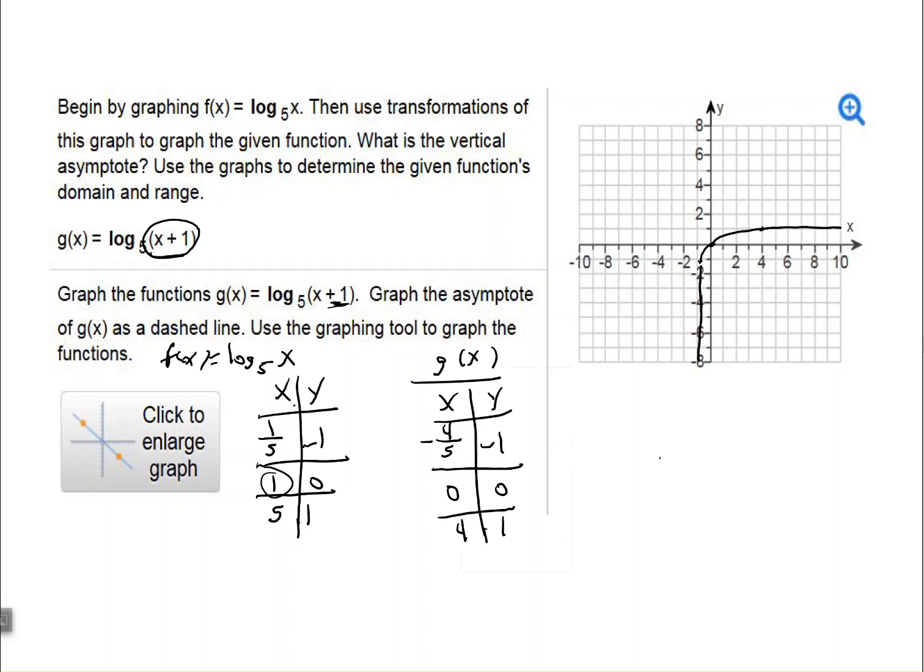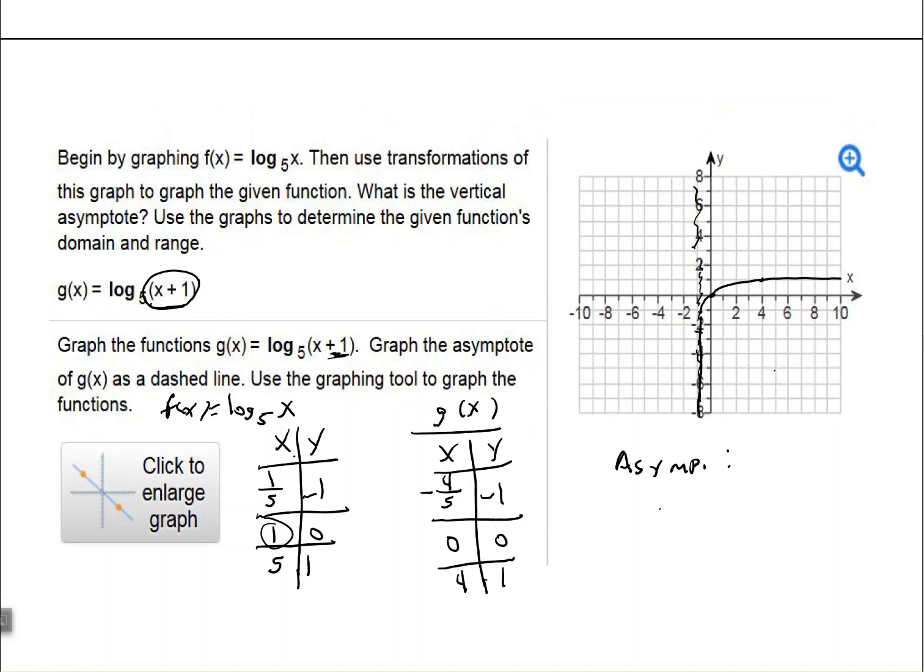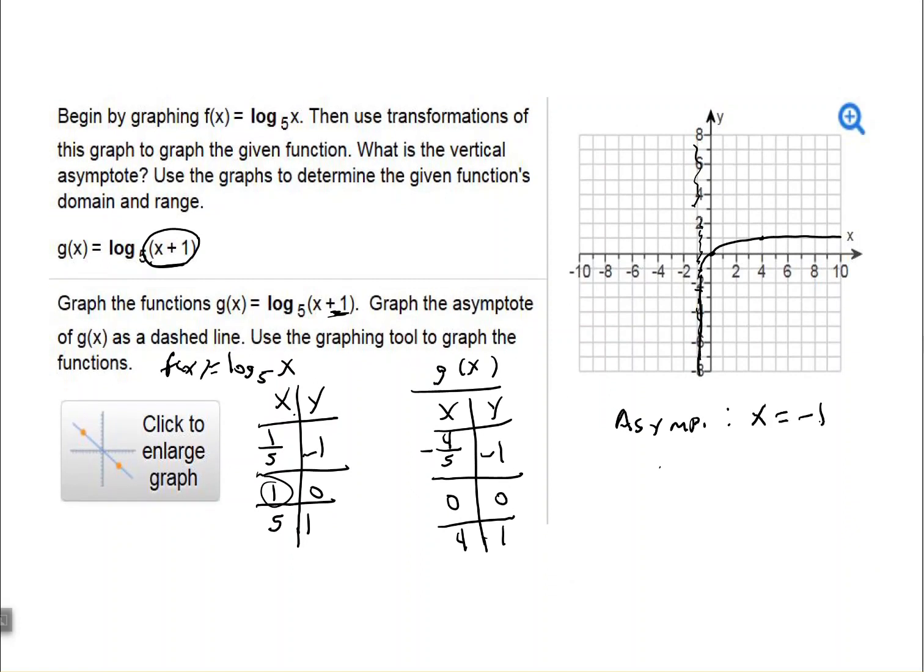Now what you will see is that this time, everything shifts to the left one. So my asymptote shifts to the left one. My asymptote is the graph of the line x equals negative 1. My domain shifts to the left 1, so now it's negative 1 to infinity. And then my range stays the same, negative infinity to positive infinity.